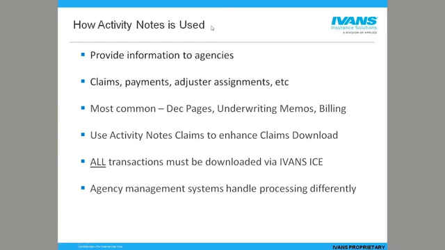Where the claims information that is provided in an activity and note is really just kind of descriptive, some information about the claim that the carrier wants the agency to be aware of. So you would never do an activity and notes claims implementation instead of an actual claims download implementation.